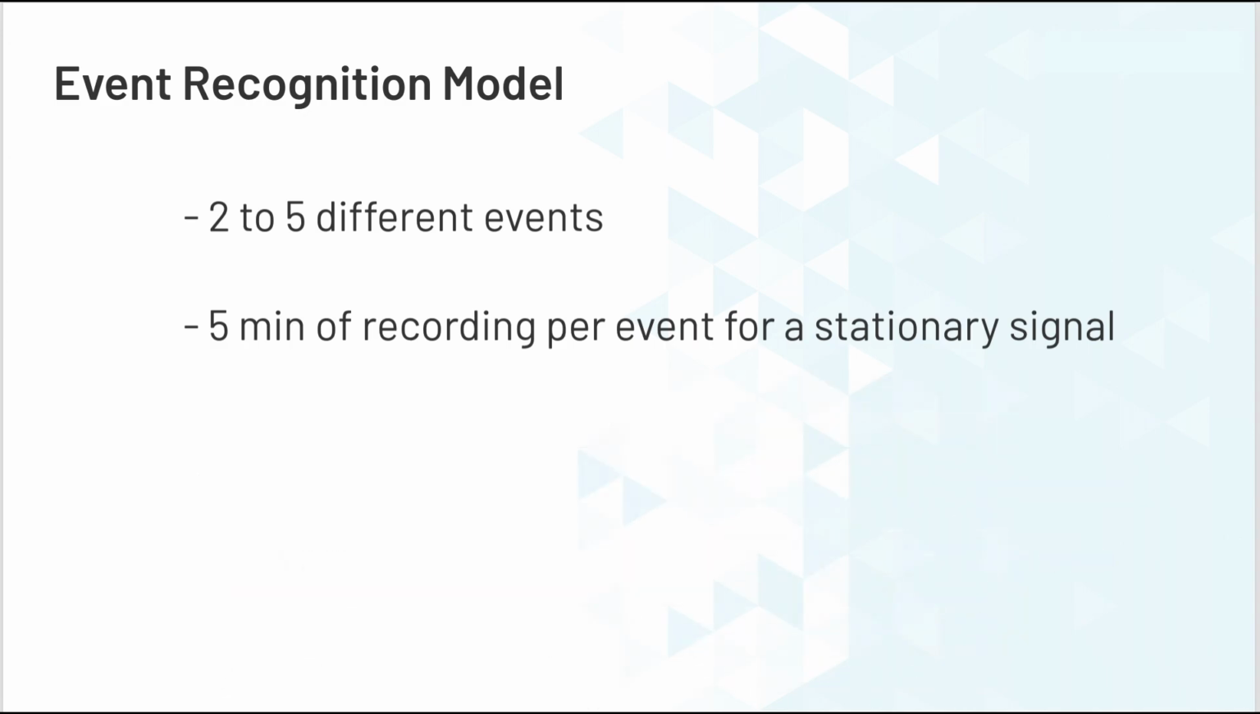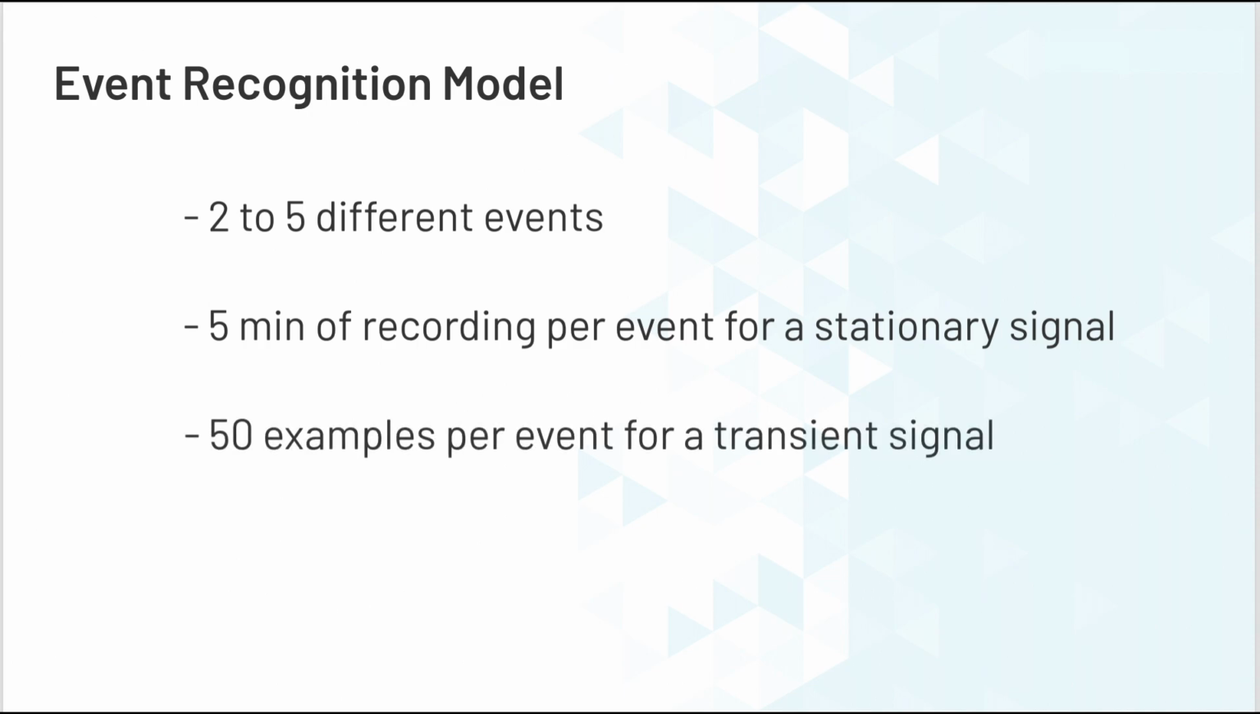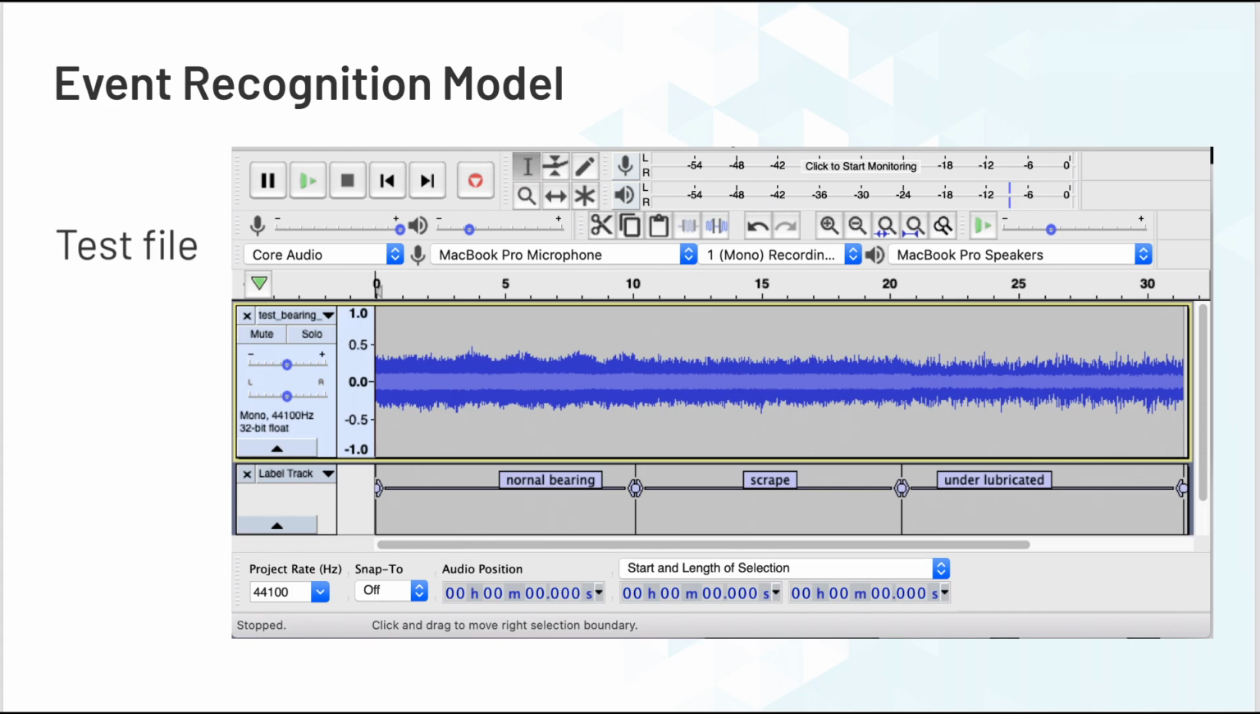If the signal you want to be recognized is transient, like a click or a knock, then you will need 50 different examples of that signal. Again, you can't do machine learning with only a few examples. The more you learn, the better you perform. You will also need to build a 30-second test file that will contain at least 2 events, preferably not using the signals you already used to build your model. If you need a hand to build this test file, check out our tutorial videos.